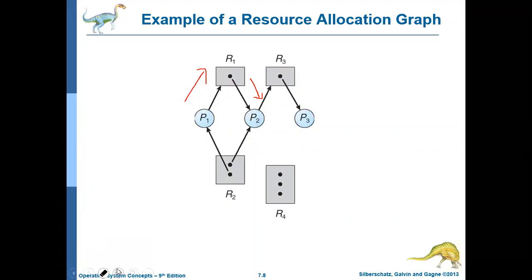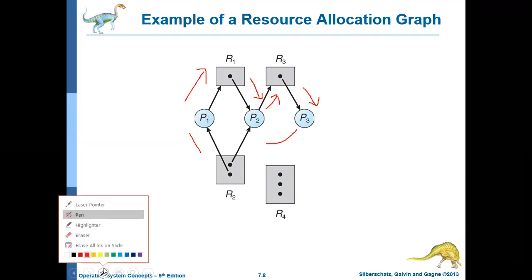Let us see in any other direction whether there is a cycle or not. From P2 you can go to R3. From R3 you can come to P3. But after that there is nothing. P3 has no outgoing arrows, so you cannot come back. You can also check other possibilities. If you take P2 to R3 and then R3 to P3, there is still nothing. So basically this graph does not have any cycle.